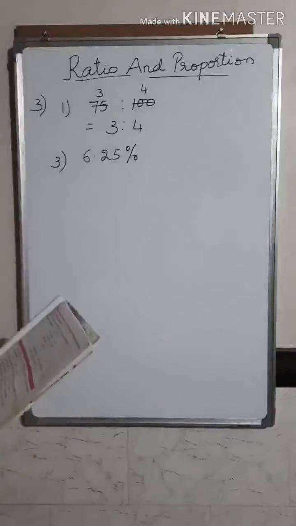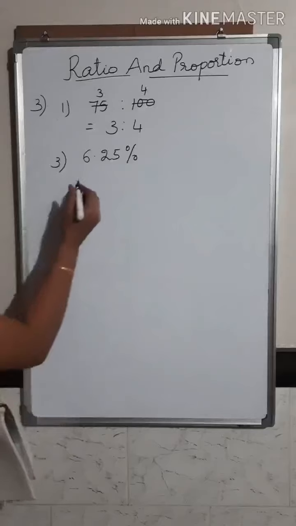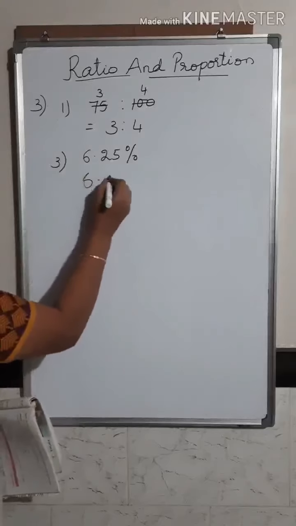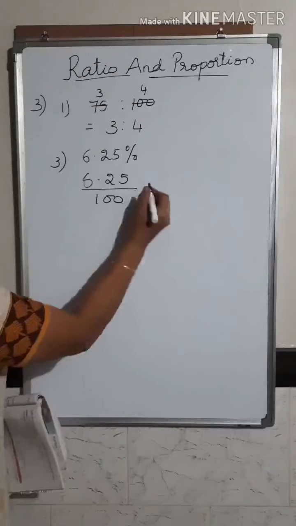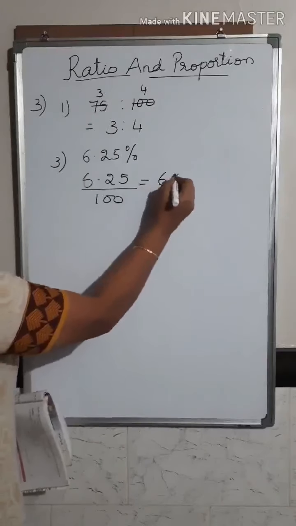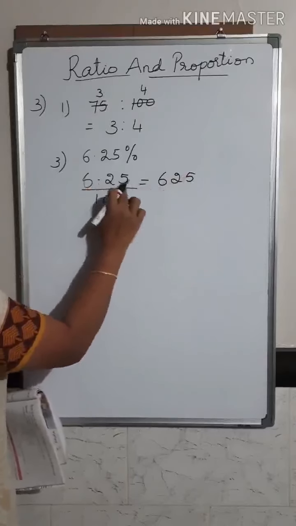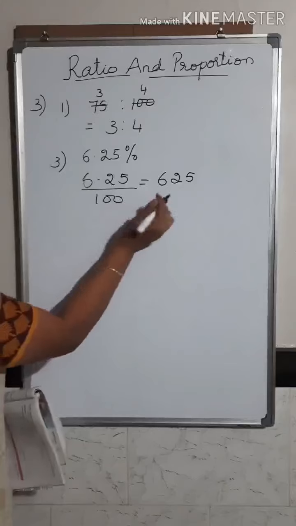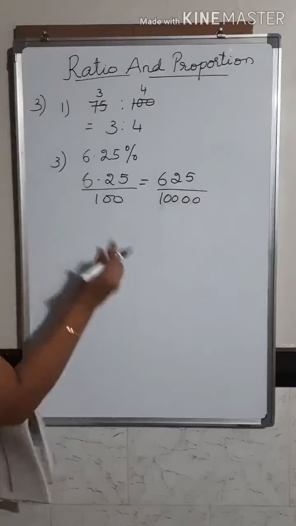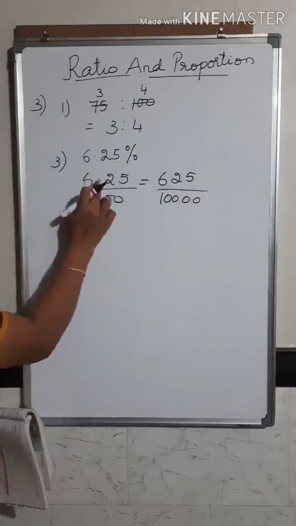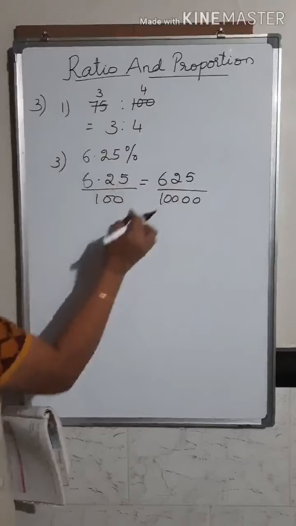Now we'll see how to work out the third problem. That is 6.25%. You have to write it in the reduced form. So 6.25 can be written as 6.25. Since it is percentage, it is upon 100. So simplifying it, you will get 625. That is, to remove the point, after point you have got 2 decimal places. So add 2 zeros in the denominator. So you will get 100 followed by 2 zeros, and write this as 625.